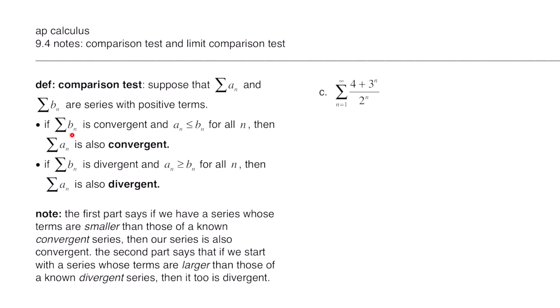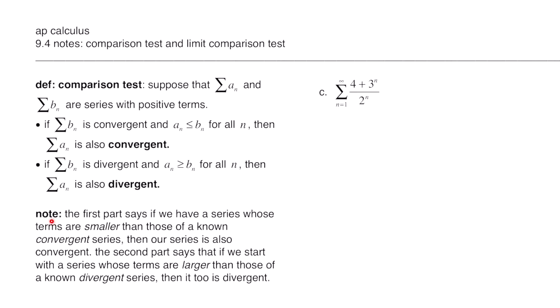If the b sub n series is convergent and a sub n is less than or equal to b sub n for all n, then the a sub n series is also convergent. Then it says if the b sub n series is divergent and a sub n is greater or equal to b sub n for all n, then the a sub n series is also divergent.